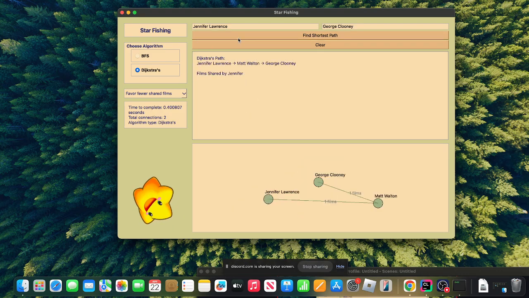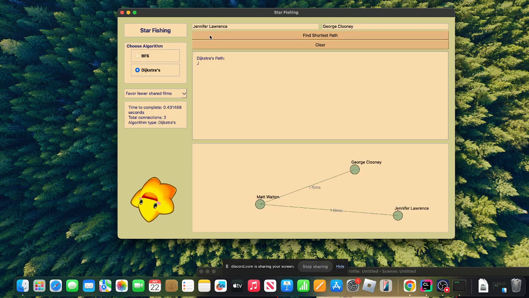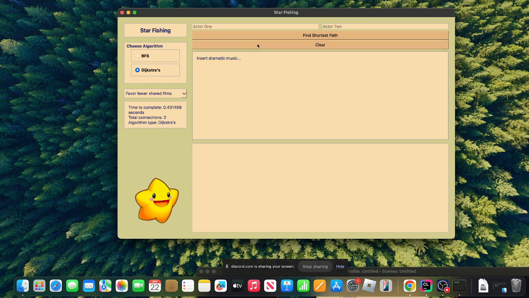Another thing to add is, if I'm in the middle of generating this text, I can just clear and start over again. And yeah, that's our project.